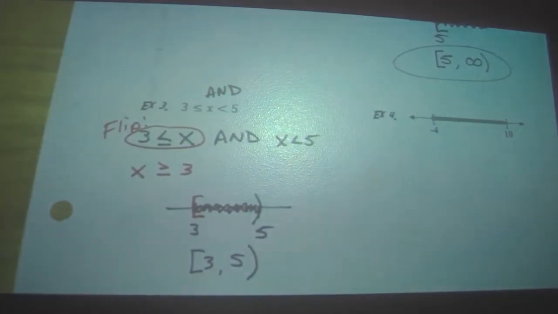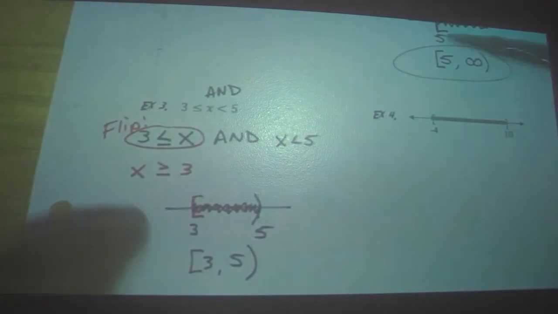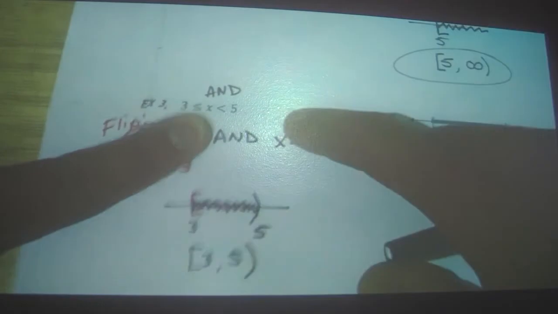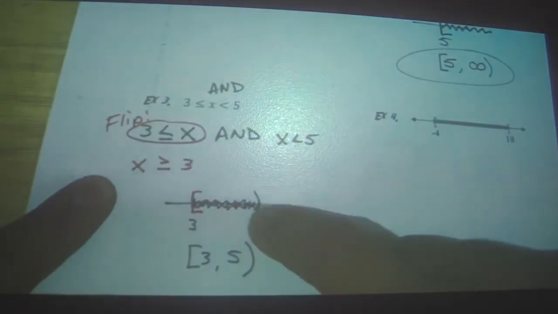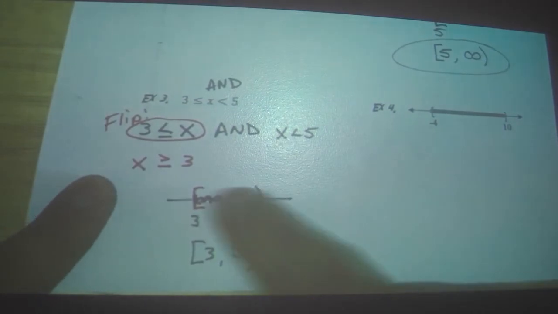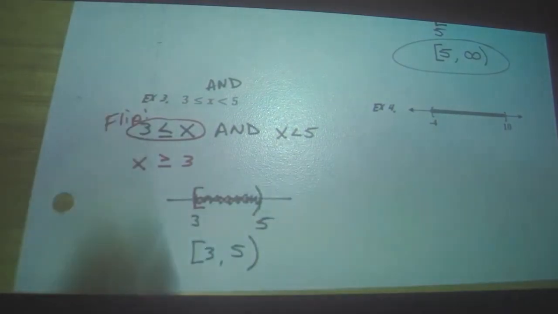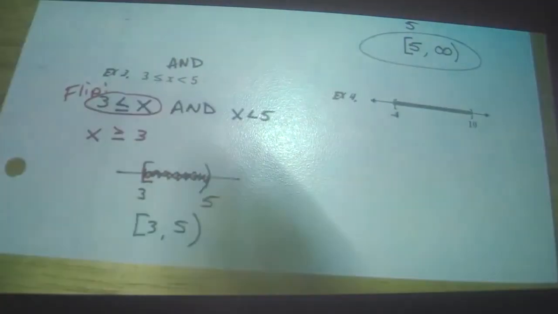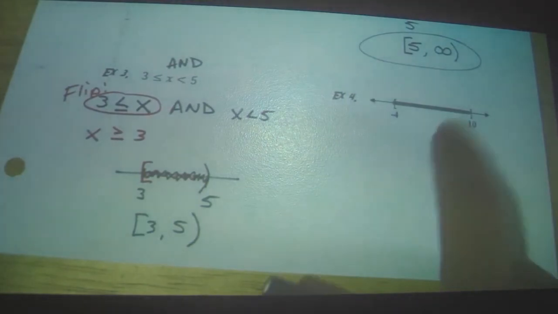Okay? This is what a typical and looks like. I never do this part. If I see low number, high number, x in the middle, I know it's going to look like this. So I put 3, 5, and shade in the middle. Low number, high number, shade in the middle. It's easy peasy. Okay? I never do this part, though. I go from right to there. So, awesome job, Devin.